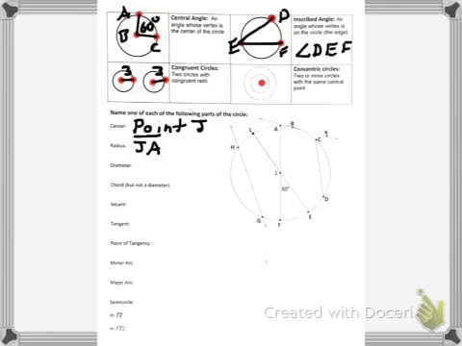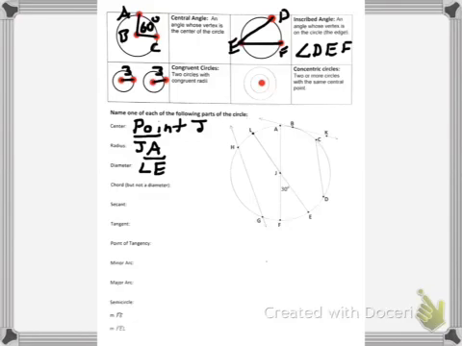All right, the next thing would be the diameter. There's 2 here that you could use. You could either use LE or FA. I'm just going to pick LE for right now. Okay, because once again, the diameter goes from one side of the circle to the other and goes through that center point.